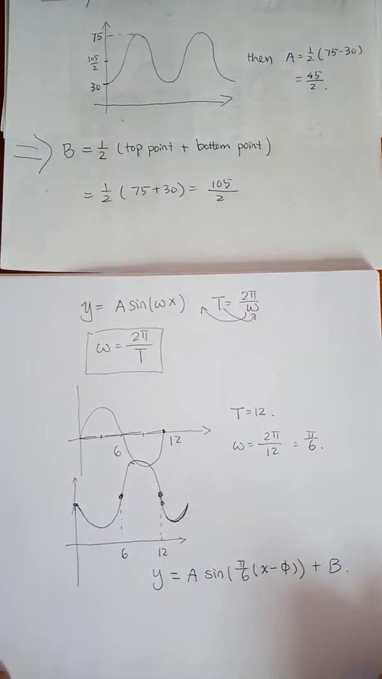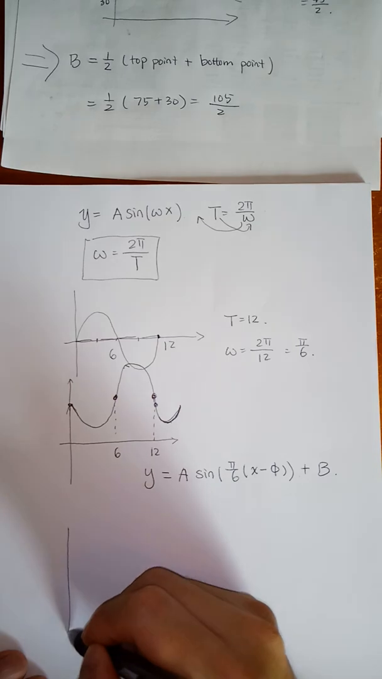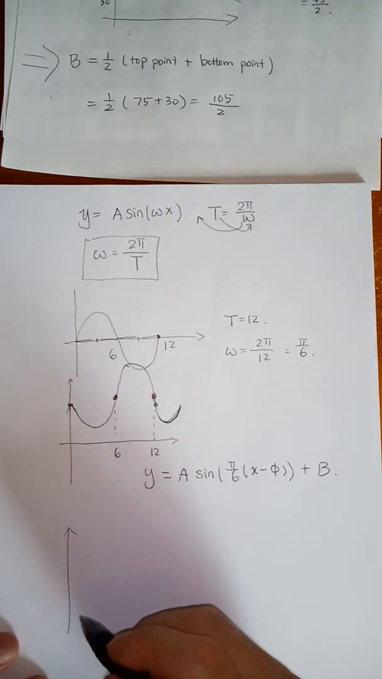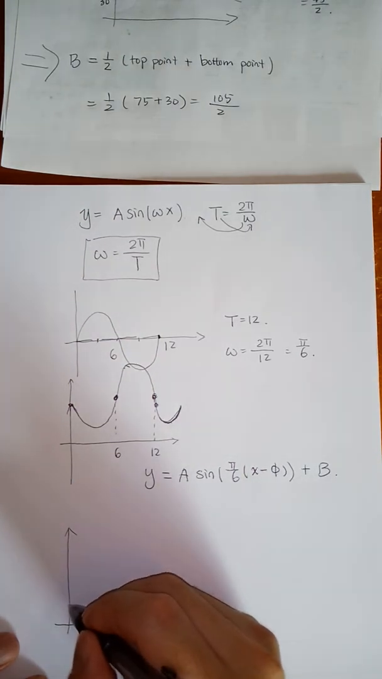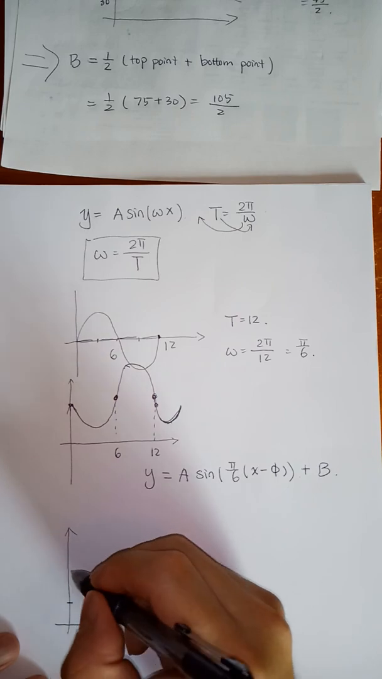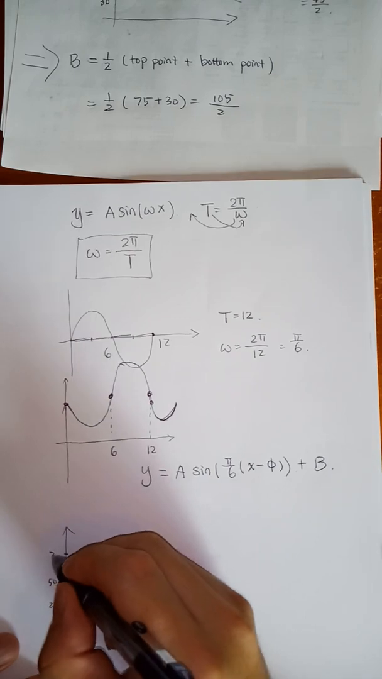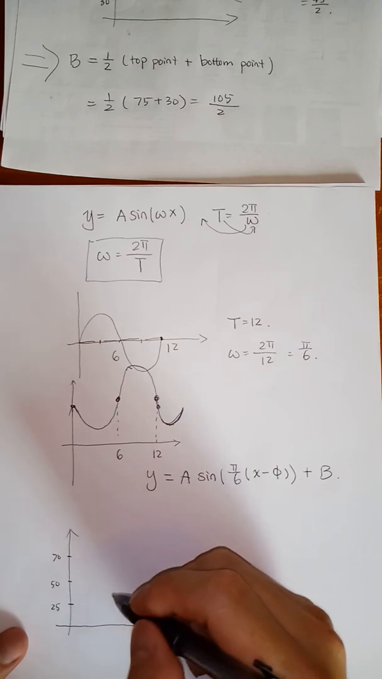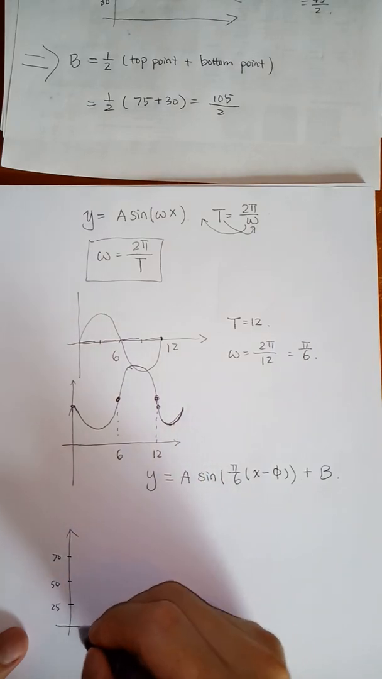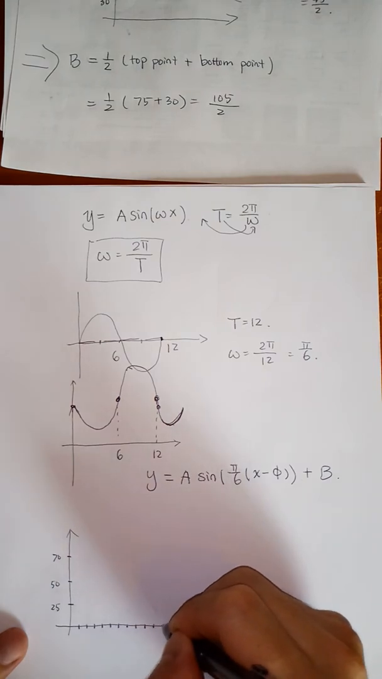Sorry. Let me get a better graph. We need to read the graph, so the graph should be more precise. So we have 25, 50, 75, 25, 50, 75, and we have value 1, 2, 3, 4, 5, 6, 7, 8, 9, 10, 11, 12.